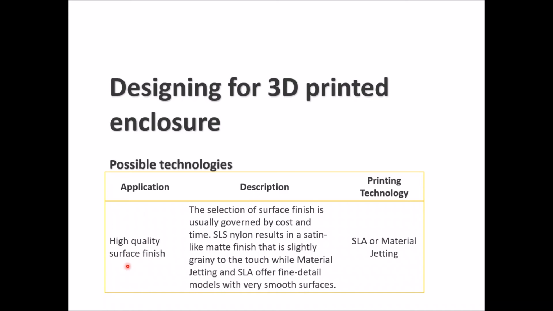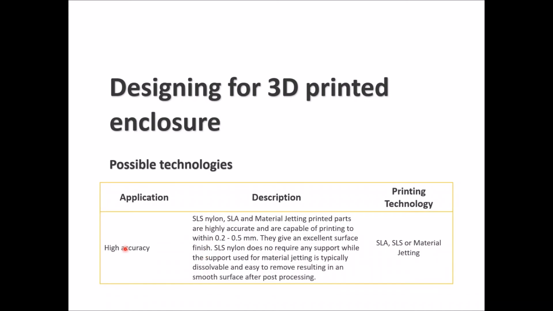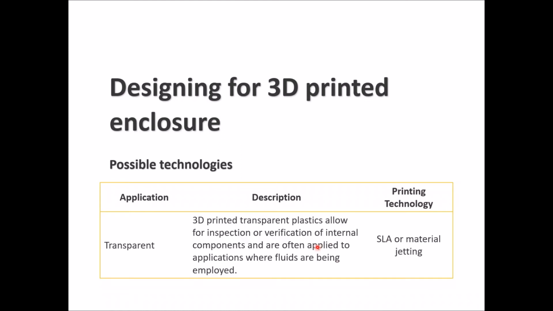so you can go with SLA or material jetting for high quality surface finish applications for an enclosure. For high accuracy, then you go with SLA, SLS or material jetting, because they give an excellent surface finish and do not require any support, while the support used for the material can be, in some of these methods, dissolved and easy to be removed without any dents or marks on the part.